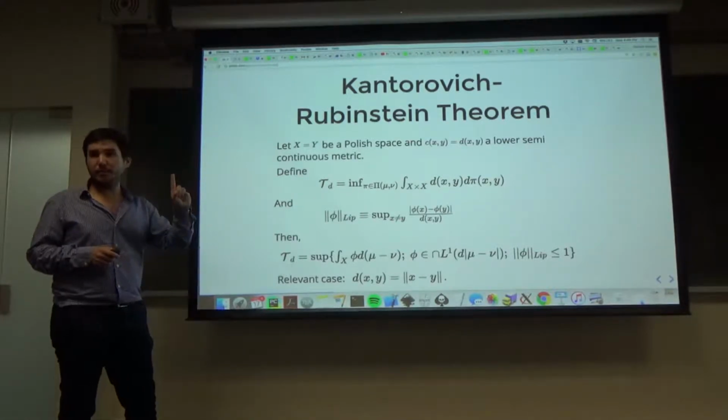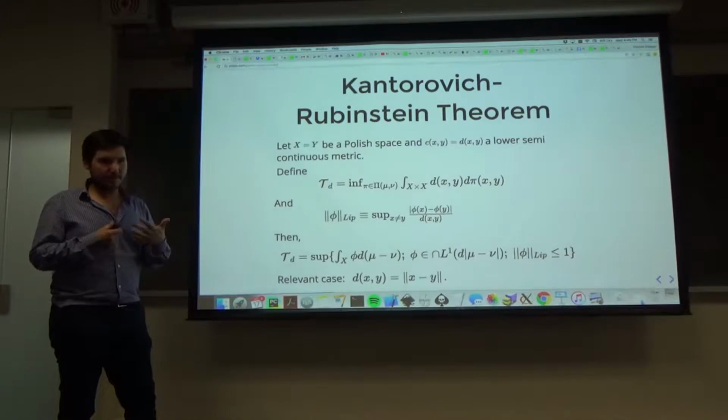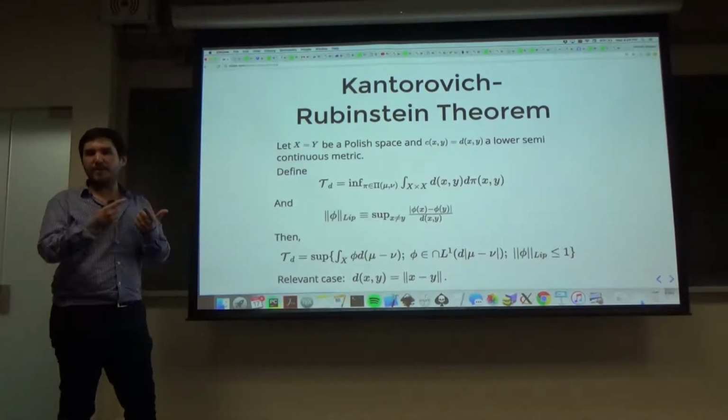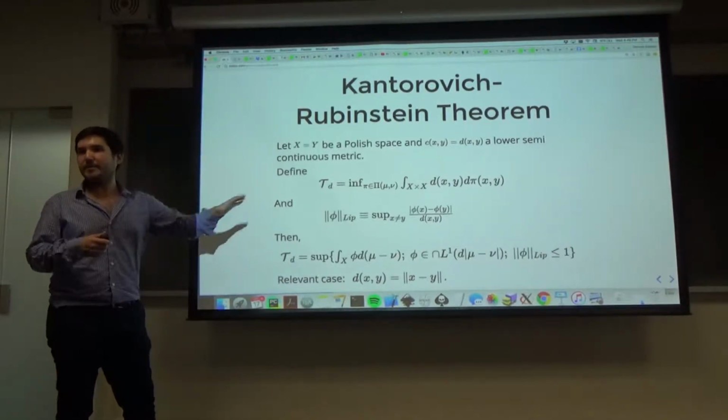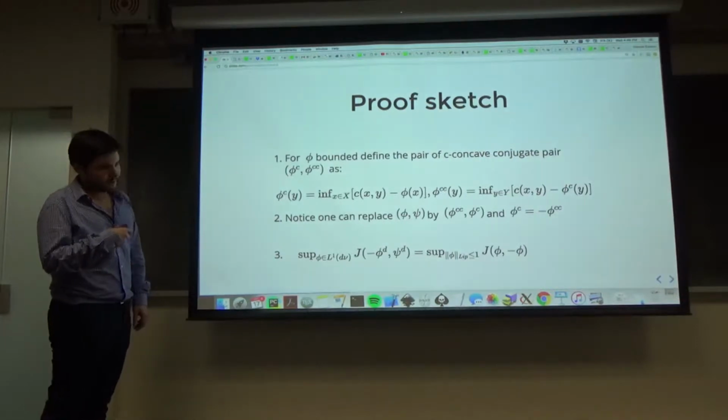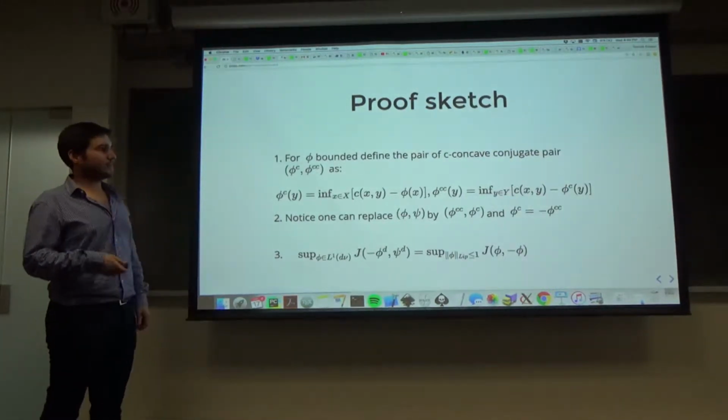It's only one potential, so we have only phi, and we don't have psi. And basically what the theorem boils down to is to say that one of the potentials is equal to minus the other under all of these assumptions, right? So again, a very brief sketch of the proof.